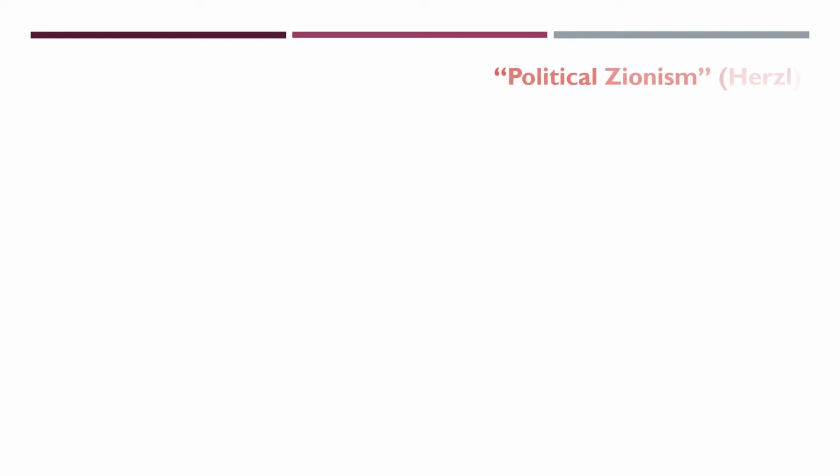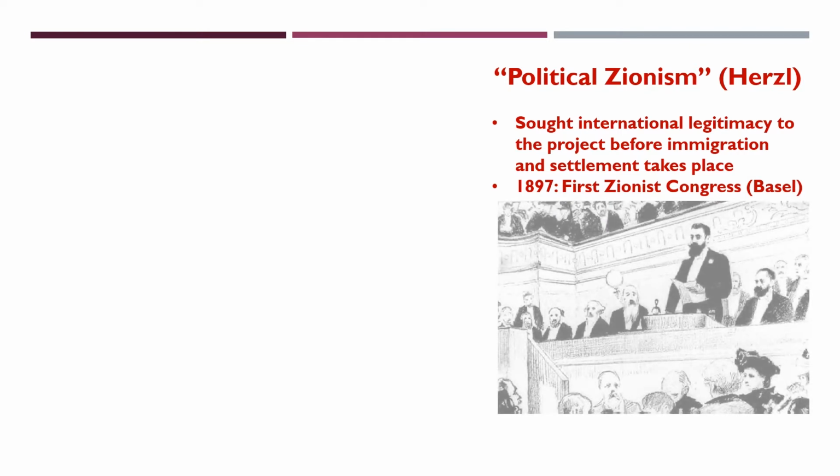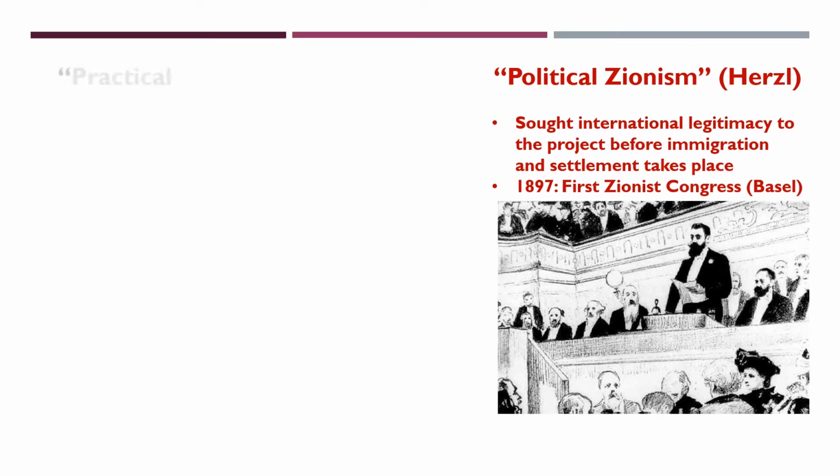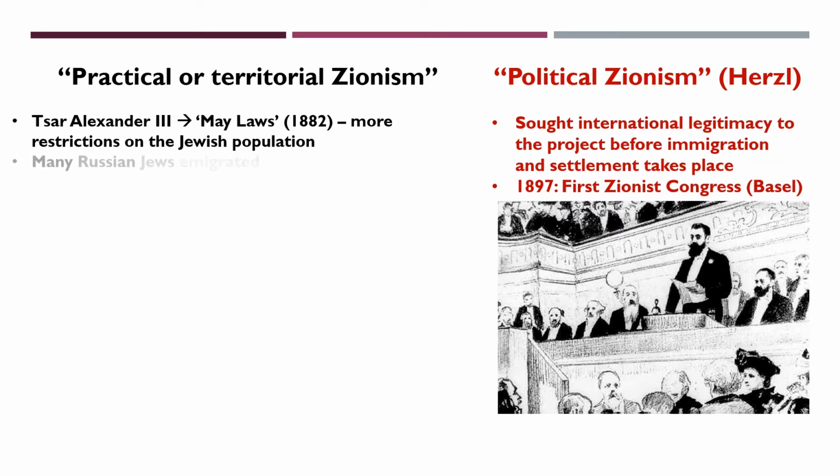Herzl sought to institutionalize the Zionist movement from the outset. In 1897, he organized and convened the first Zionist Congress in Basel, Switzerland. Jewish representatives from many parts of the world, particularly from Europe, came to the Congress. Herzl's political preference was to seek first international legitimacy for the Zionist project and for the idea of finding a land where to settle European Jews before Jewish European immigration takes place.